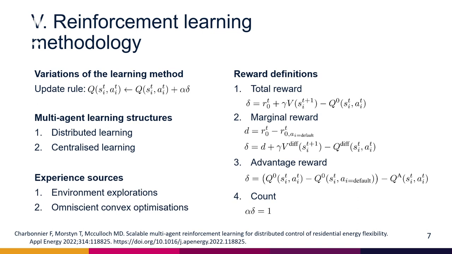So these are the main methodological experiments that I've performed in my PhD. Starting from the standard Q-learning update rule, which allows you to iteratively update your estimate of the value of a given action at a given time, I've explored some variations. Firstly, you could either do distributed independent Q-learning, in which case each agent learns from their own experience only and learns their own individual policy. Or you can do centralized, still independent Q-learning, in which case a single policy is learned using everyone's experience, and then everyone uses the same policy.